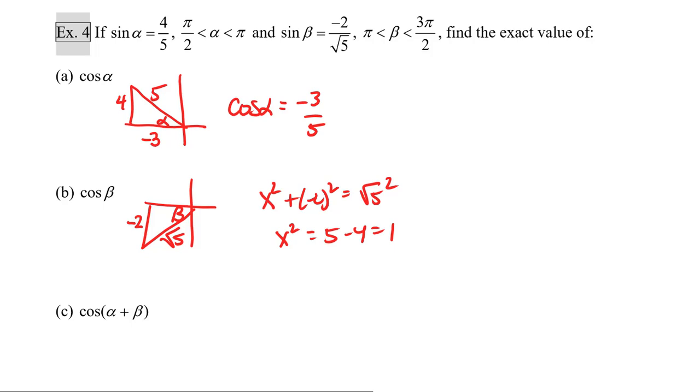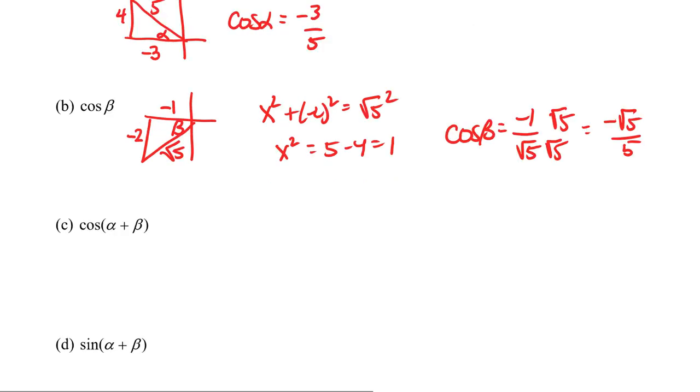But x is negative in quadrant 3, so I'll label that side as negative 1. And now I can say that the cosine of beta is negative 1 over the square root of 5. And if I rationalize, I get negative root 5 over 5. Part C, we're going to find the cosine of alpha plus beta.